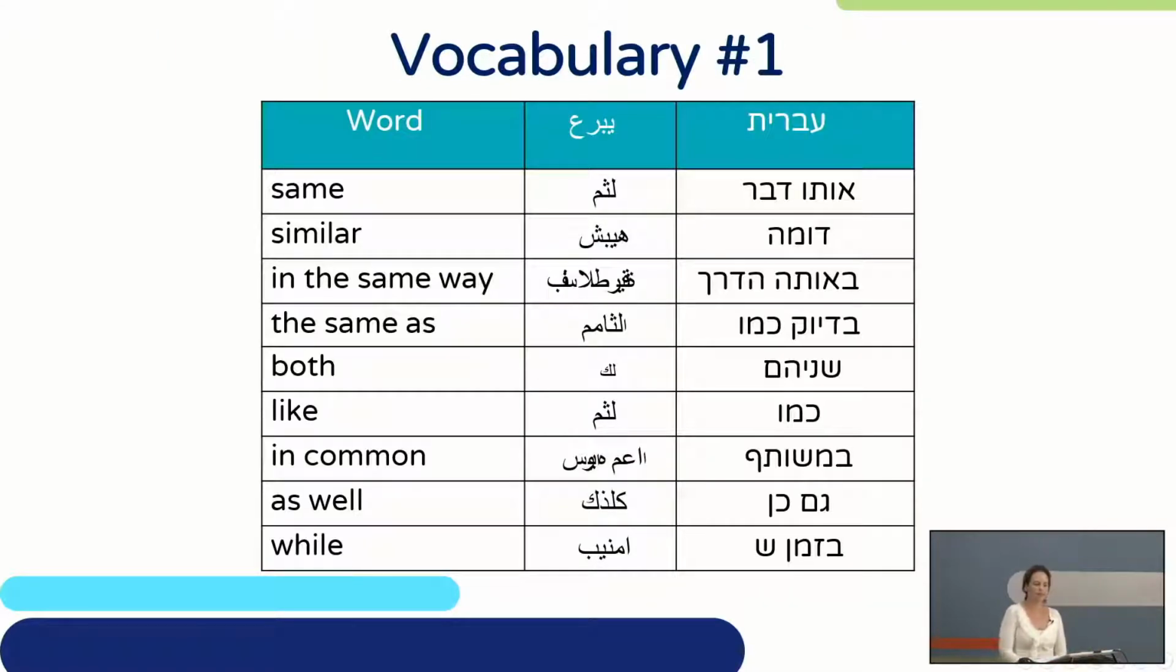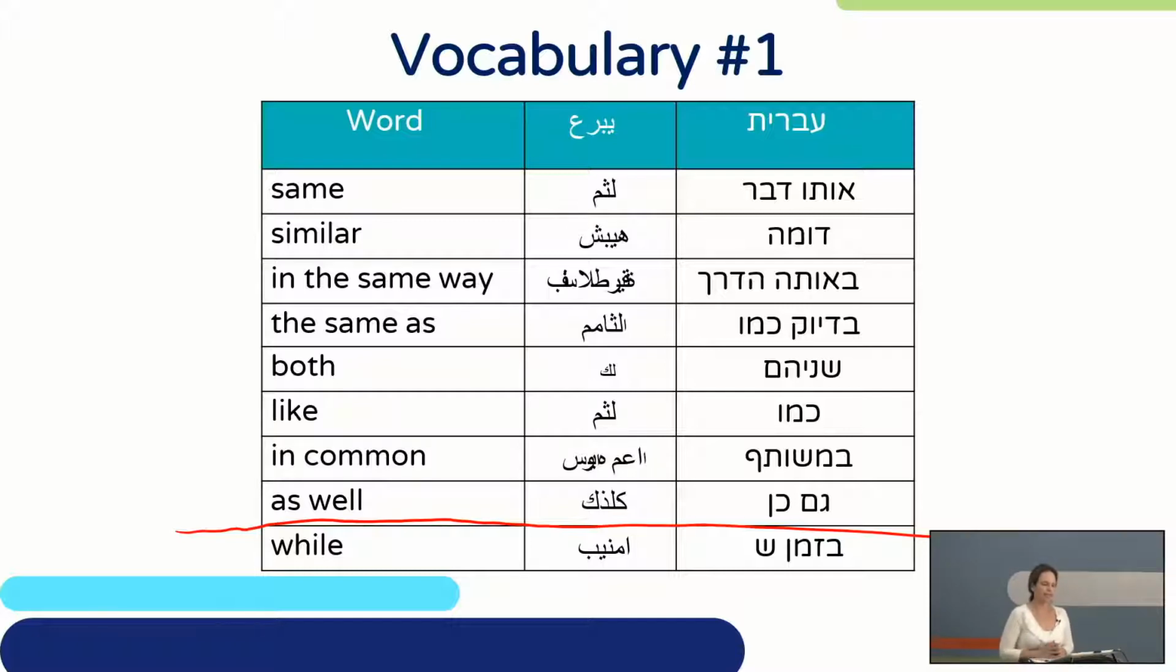Let's learn some very important vocabulary. Now, the first words that I have written here, up until while, all these words up until here, are all words that show me that I am comparing things, okay? Comparing, remember, saying why things are the same. So let's learn some of these words.